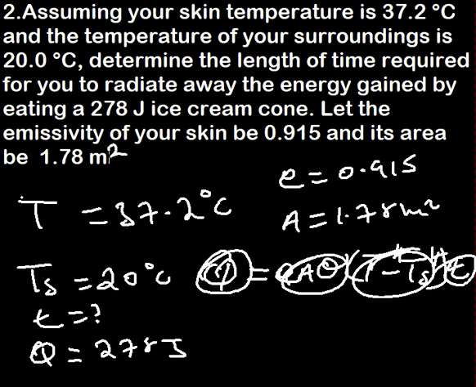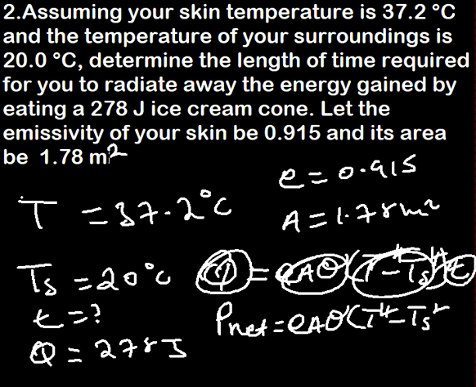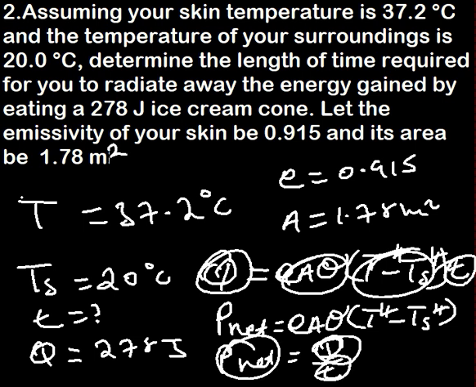to solve for time, or else we can use the formula for the net power, that is the emissivity constant, area, Boltzmann constant, T to the power 4 minus Ts to the power 4. Of course, upon having the P net, you should understand that the P net is the same as the heat flow divided by the time. Since we have the heat, we can have the time upon having the P net here. So keep that in mind.